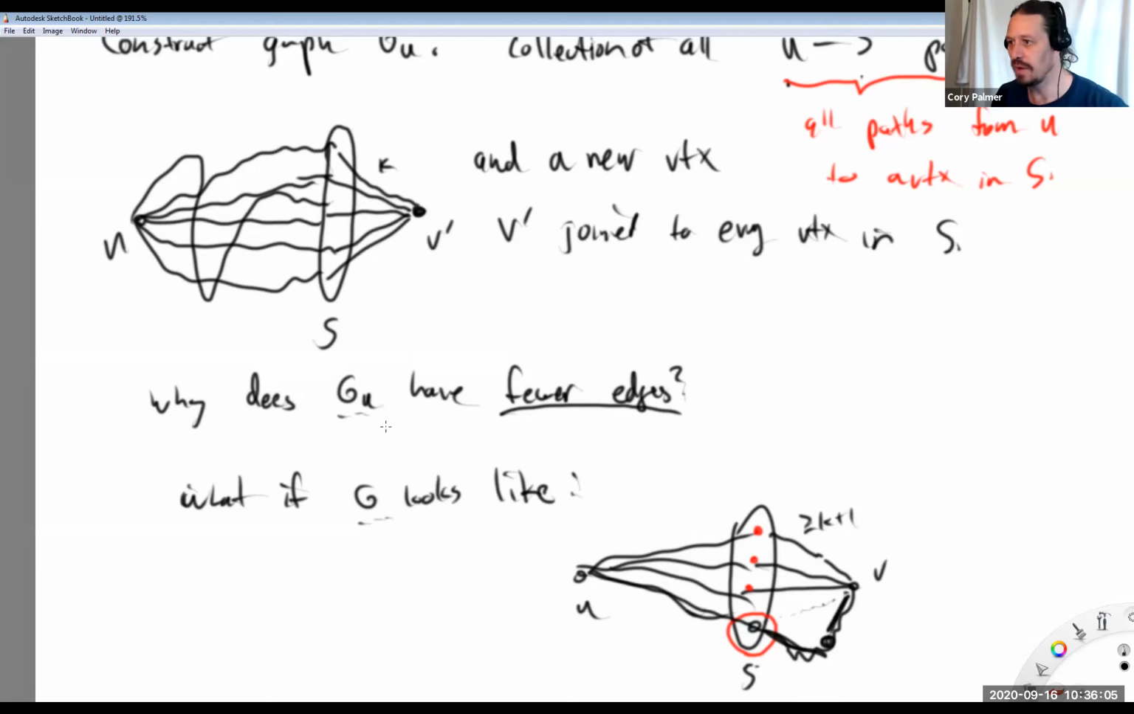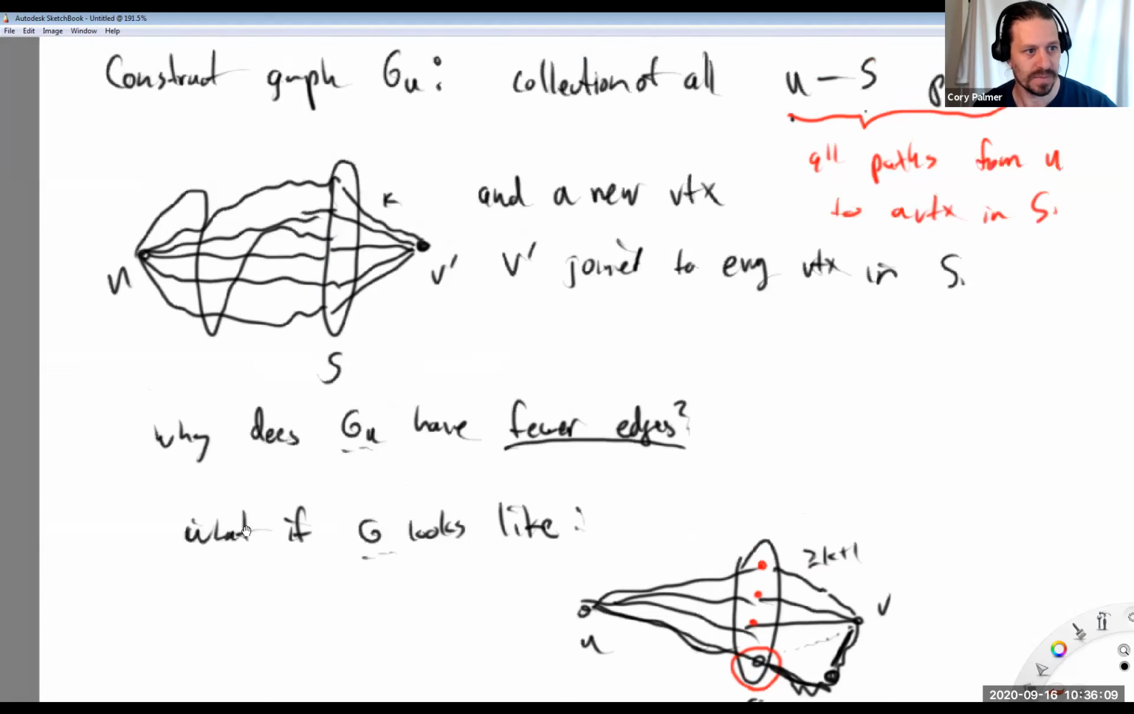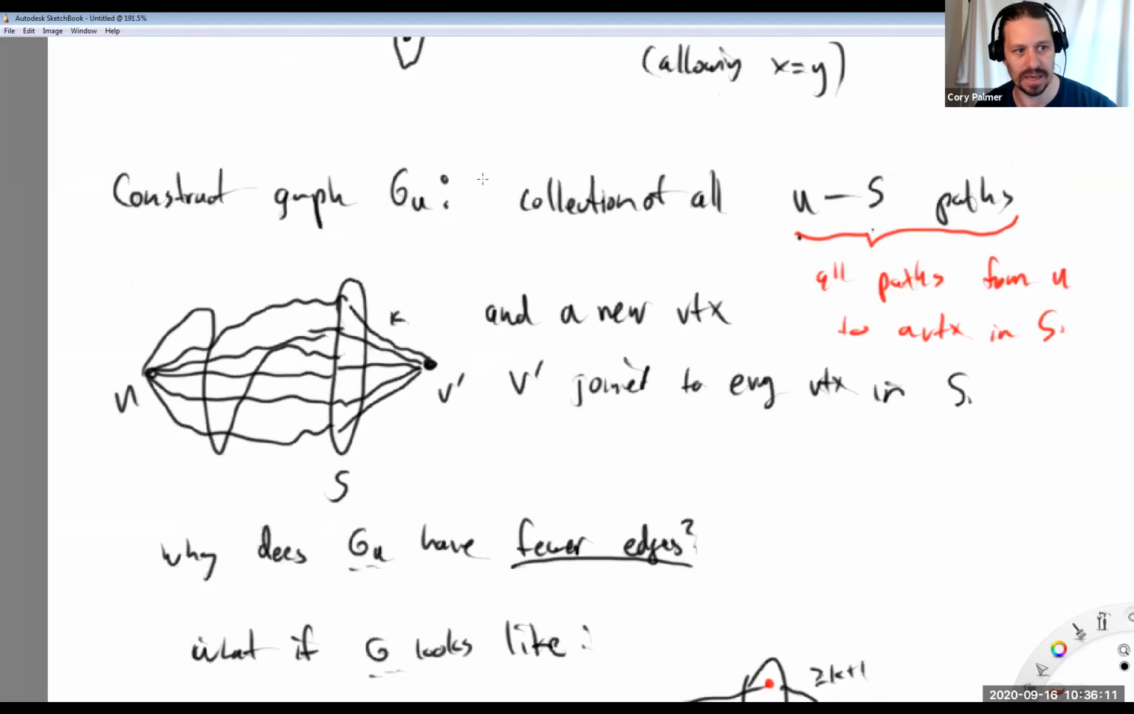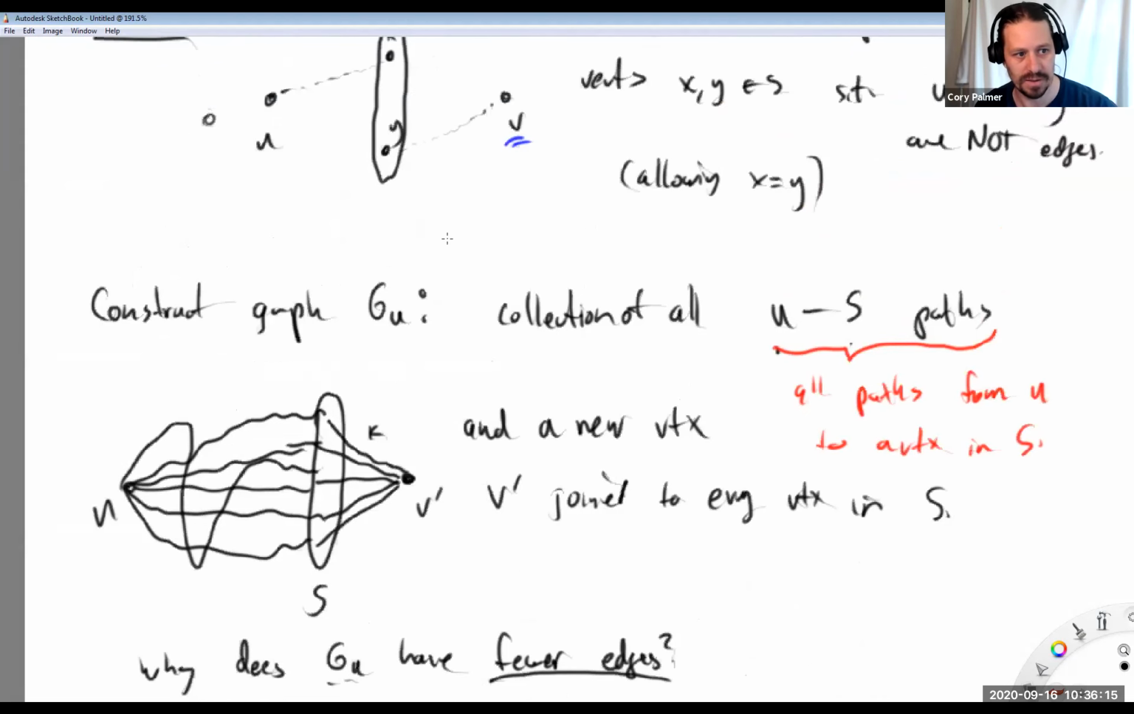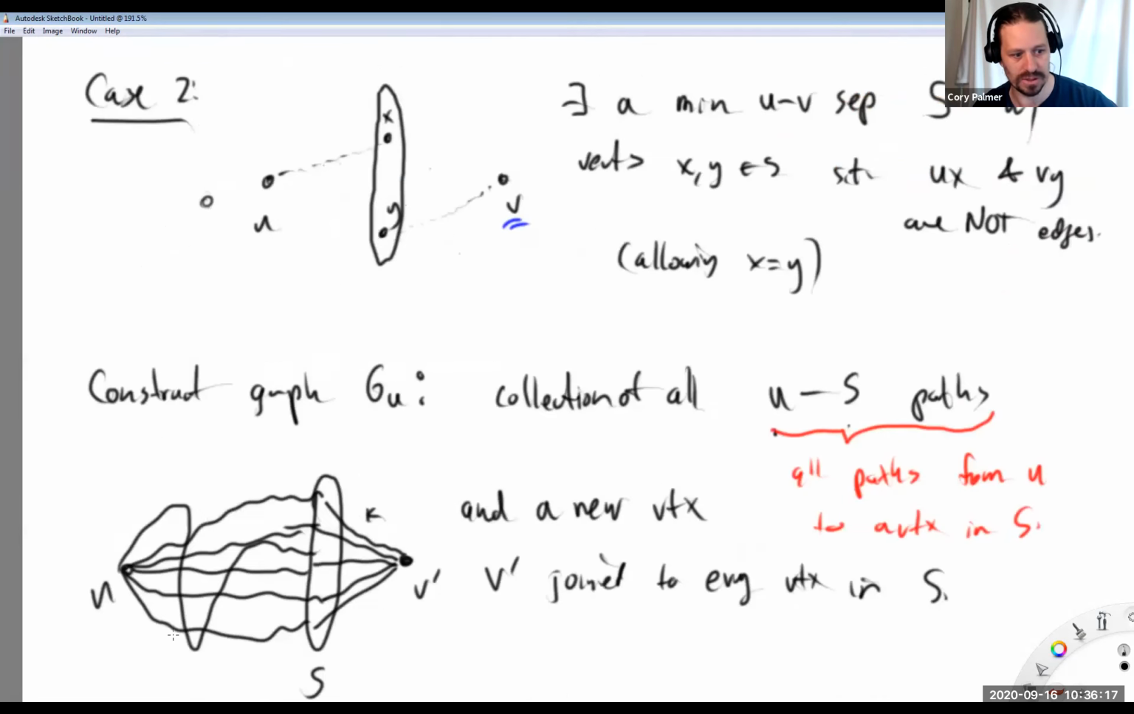So GU actually has fewer edges, and it relies very crucially on this fact here. If I couldn't guarantee the non-existence of this edge here, then it might have happened that G looked exactly like this, like it literally was this graph. That would be possible, except that this is not allowed. And so it actually has fewer edges.